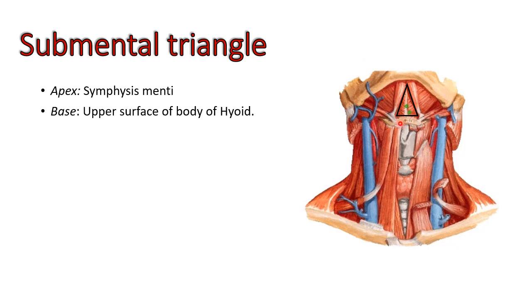This is the hyoid bone you are able to see, which has a body, a lesser horn or cornu, and a greater horn or greater cornu. On either side you have the anterior belly of the digastric muscle. The two anterior bellies on either side form the sides of the triangle. So these are the boundaries of the submental triangle. The floor of the triangle is mainly formed by the mylohyoid muscle.